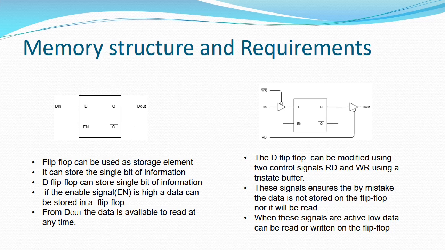So RD bar stands for the read signal and WR bar stands for the write signal, and bar indicates that it is an active low signal. Whenever the WR bar signal is active low, data is written on the D flip-flop. And whenever the RD bar signal is logic 0, data can be read from the flip-flop.